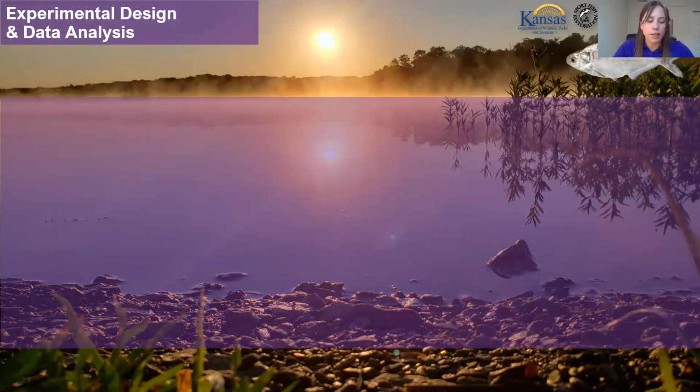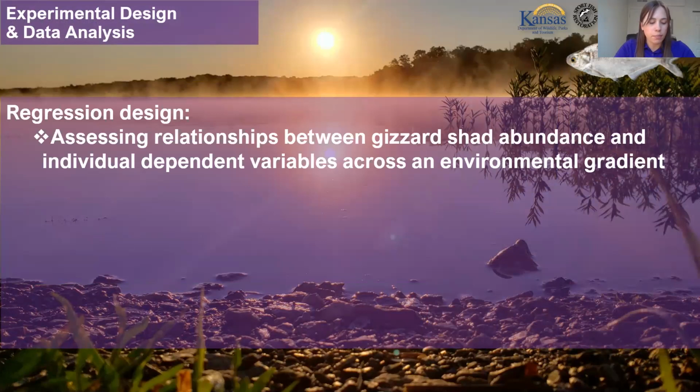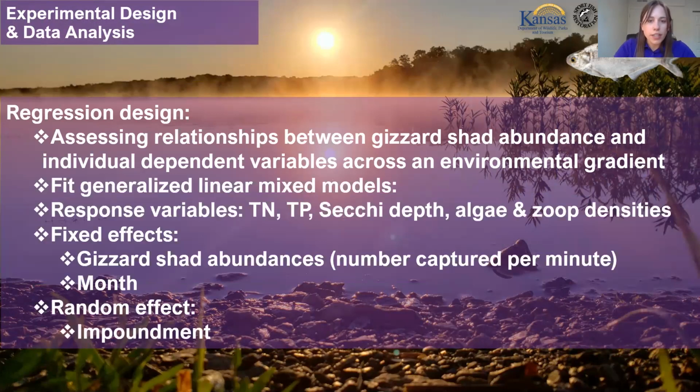For our experimental design, we had a regression design because we were interested in relationships between shad abundances and specific dependent variables across environmental gradients. We fit generalized linear mixed models with the response variables of total nitrogen, total phosphorus, Secchi depth, algae densities, and zooplankton densities, with fixed effects of gizzard shad abundance, so the number of shad captured per minute electrofishing, as well as the fixed effects of month, and then a random effect of impoundment.